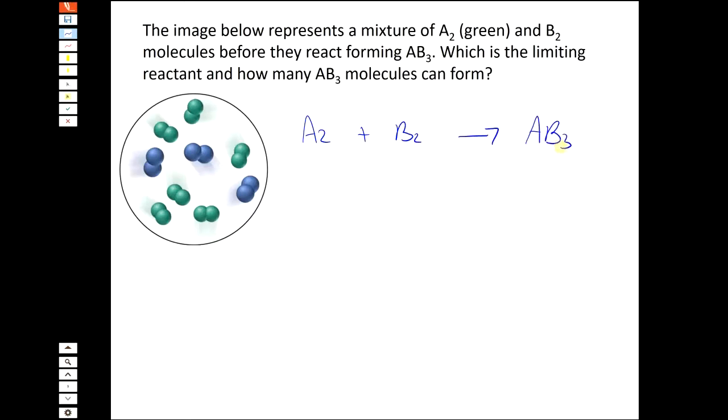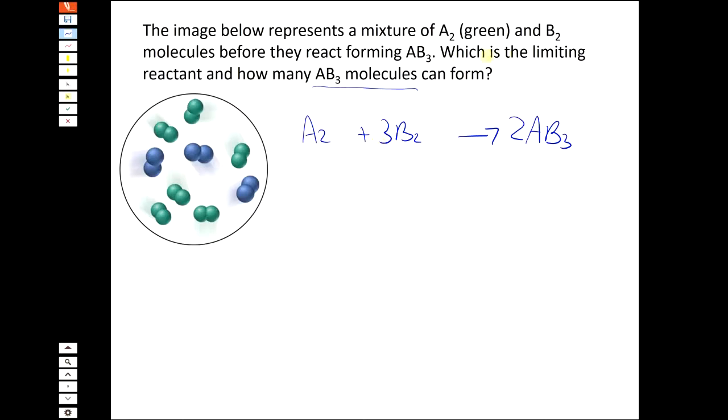So we have to make sure that we balance it correctly. And we need to know which is a limiting reactant and how many AB3 molecules can form. Here we're dealing with individual molecules instead of moles, but remember that those two quantities are just related by Avogadro's number. So whatever concepts we have that involve moles, again using stoichiometric ratios to find the limiting reactant, we can also use that in terms of individual molecules as well. For this problem, we have A2 and B2 forming AB3, so we need to balance that out correctly. We need a 2 there and a 3 there to balance that. That's a lot like the equation we did earlier with N2 and H2.